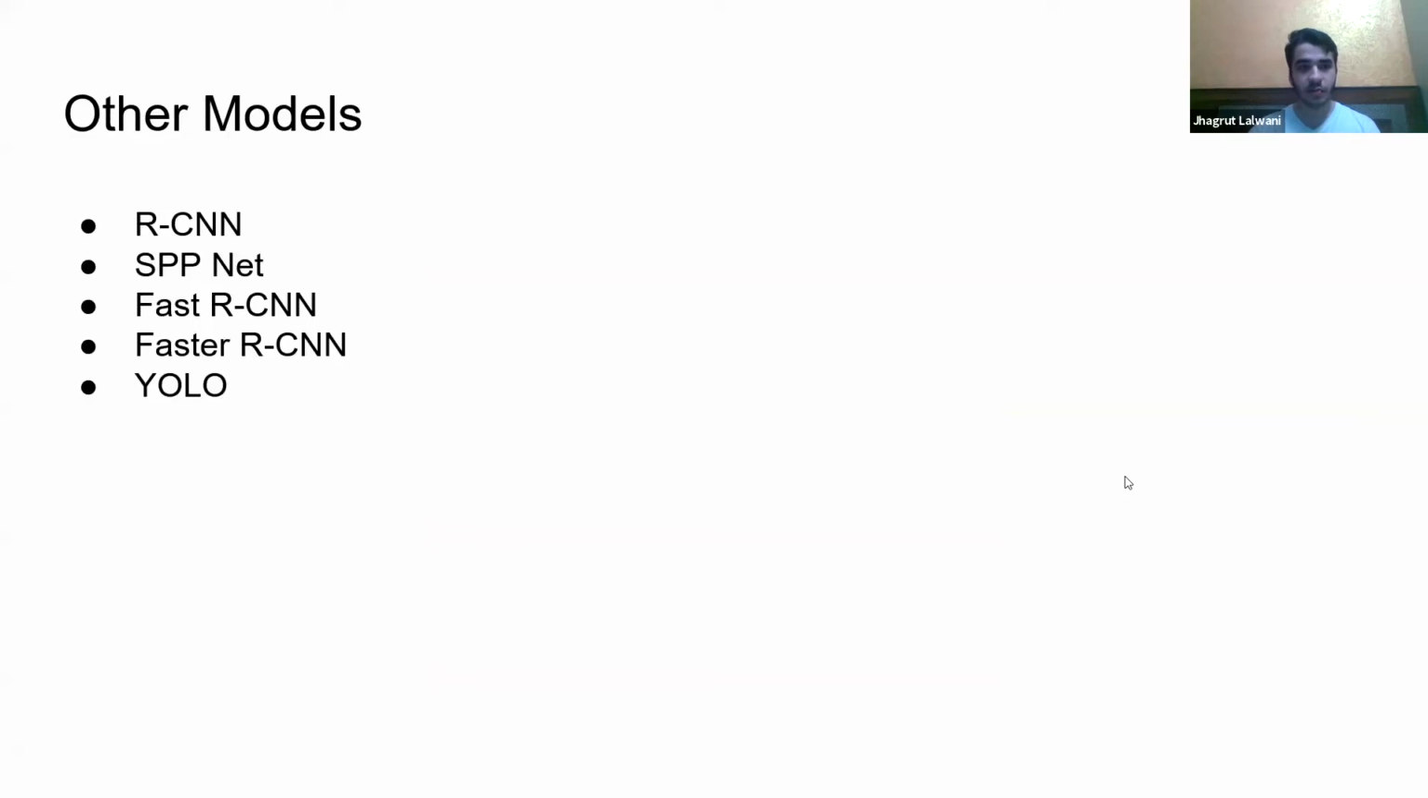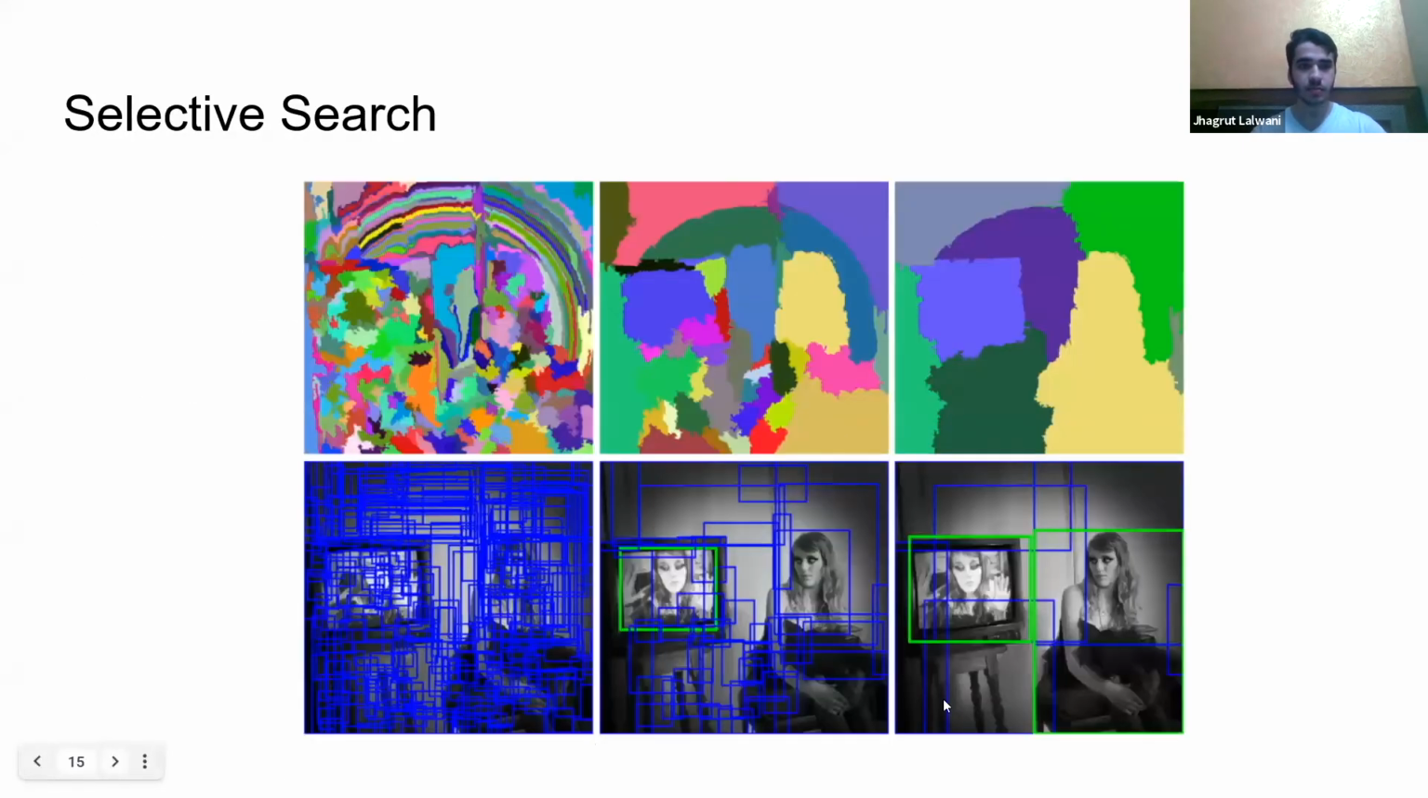Yeah, there were a couple of different models as well, which are RCNN, SPPNet, Fast RCNN, Faster RCNN, and YOLO. I'll just quickly summarize all these in the next slides. You can go on to the next slide.